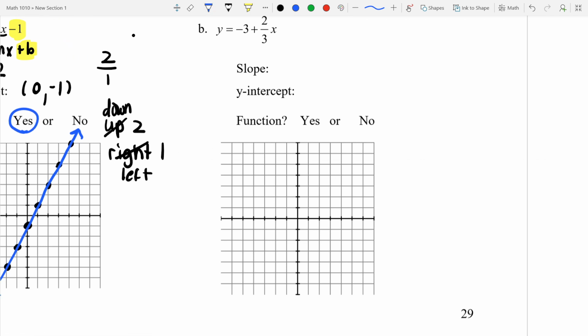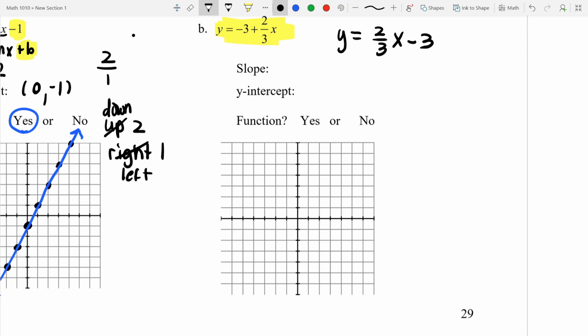Okay, question B looks weird. Everybody stop. If you ever see something that looks ugly, don't deal with it. Make it look beautiful. Make it look better. Someone tell me how to make that look better so it's not confusing. Thank you. Just switch the 2/3 x. Yeah, let's reorder it. Thank you so much. So you have y equals 2/3 x minus 3, like that.